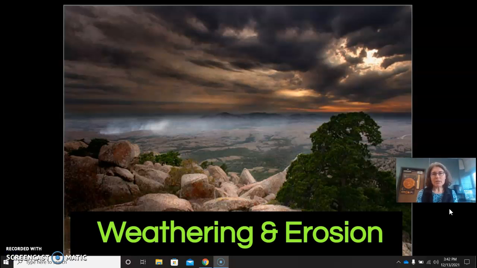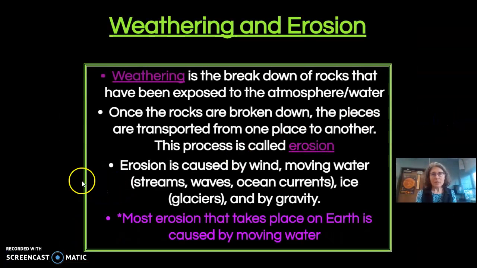So the first thing that we want to talk about as we're thinking about weathering and erosion is the difference between the two. They are both related to each other, but there's an important difference. So weathering is the breaking down of the rocks that have been exposed to the atmosphere or to water, so breaking into smaller pieces. And once those rocks have broken down into those smaller pieces, they then get transported. So the process of breaking down is weathering. The process of transporting is what we mean by erosion.